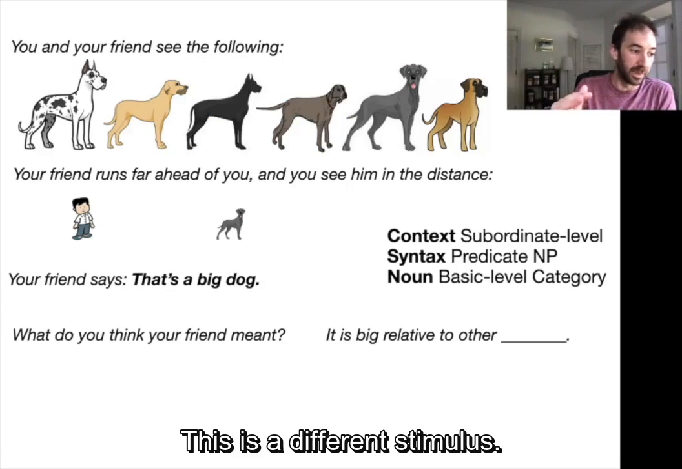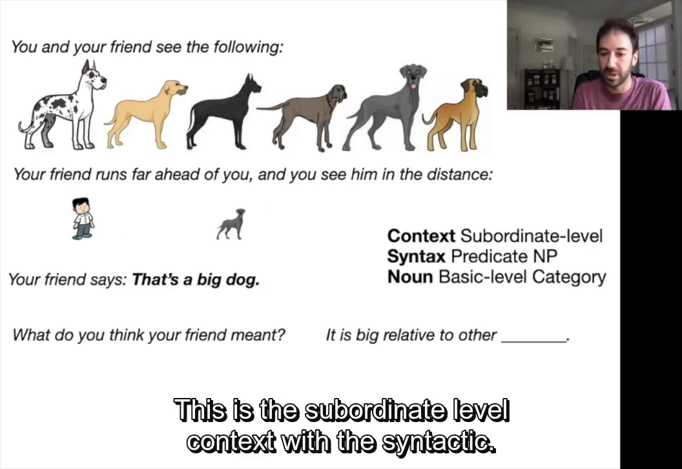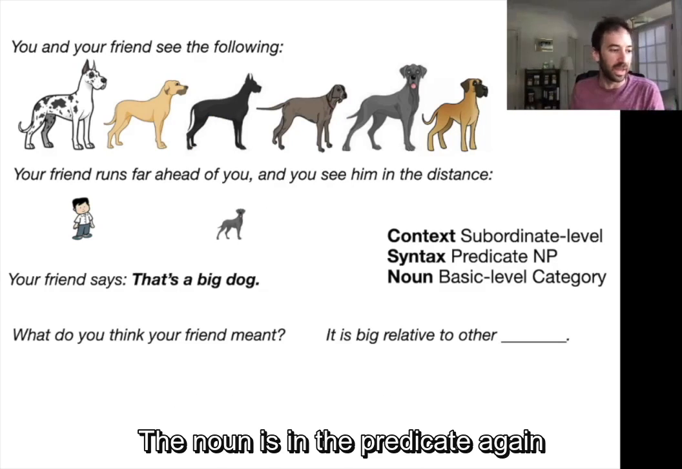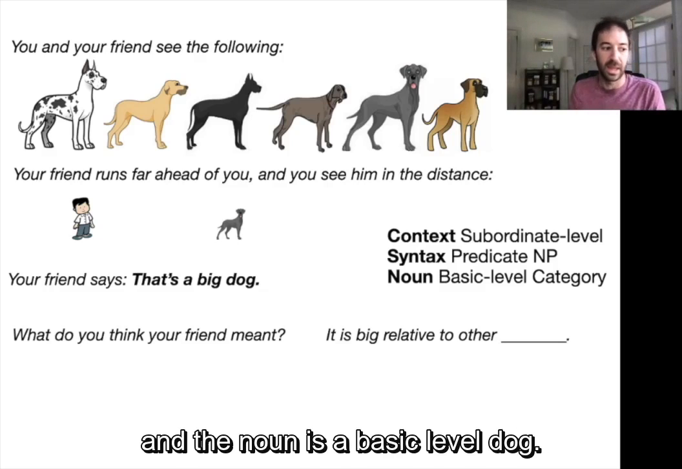This is a different stimulus. This is the subordinate level context with the syntactic, the noun is in the predicate again, and the noun is a basic level dog.